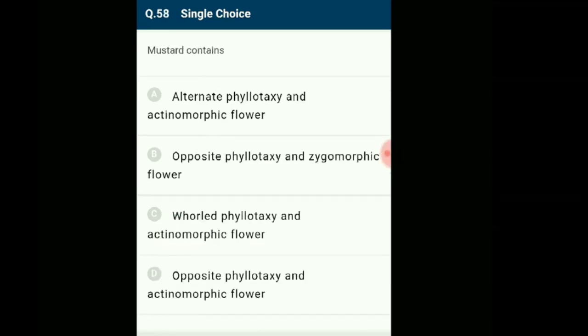Number 58. Mustard contains alternate phyllotaxy and actinomorphic flower. Alternate means in this type of leaf arrangement, a single leaf arises at each node in an alternate manner. Example: China rose, mustard, sunflower, etc. Actinomorphic: when a flower shows radial symmetry, it is called an actinomorphic flower. Example: mustard, datura, chili, etc. So the answer is option A, alternate phyllotaxy and actinomorphic flower.